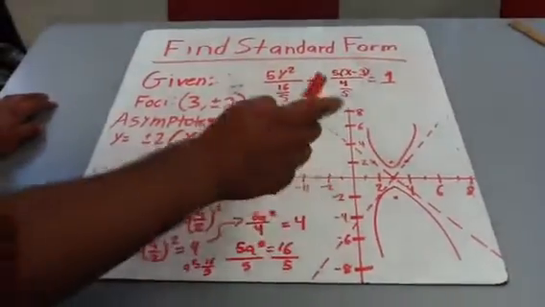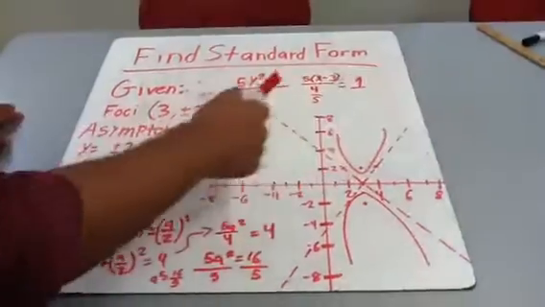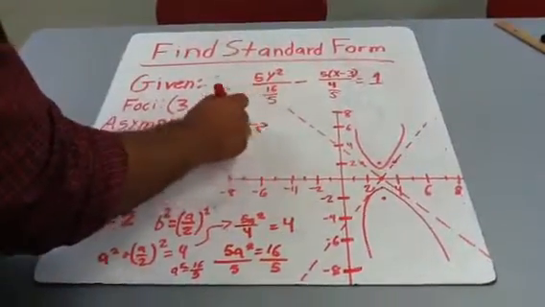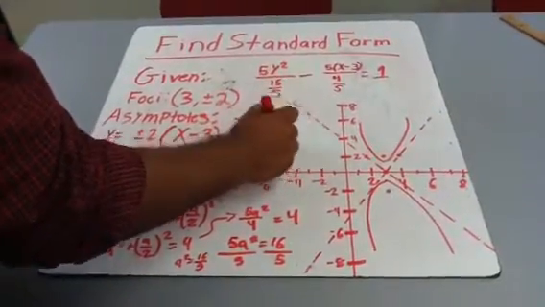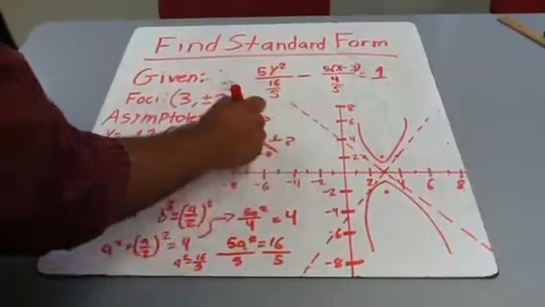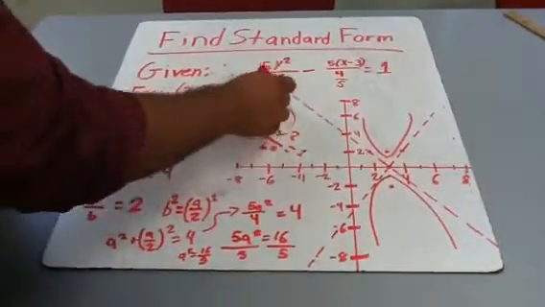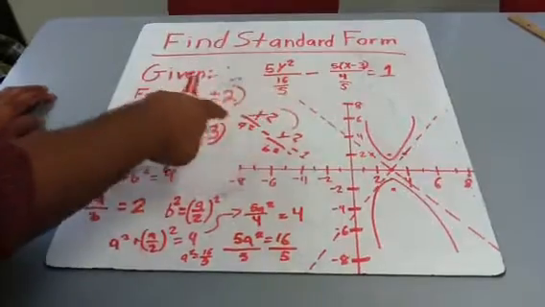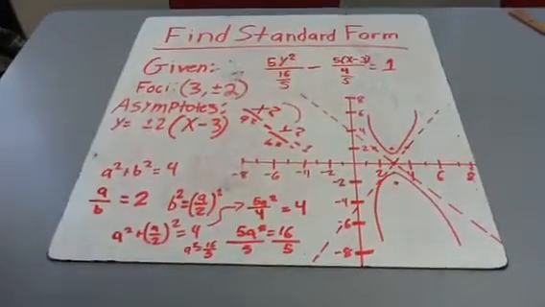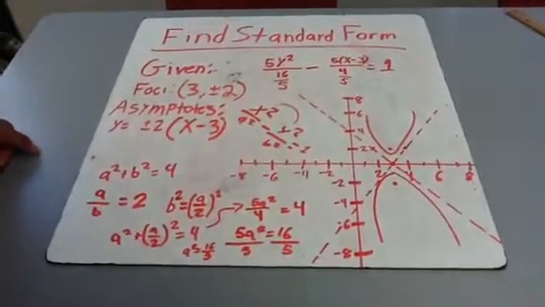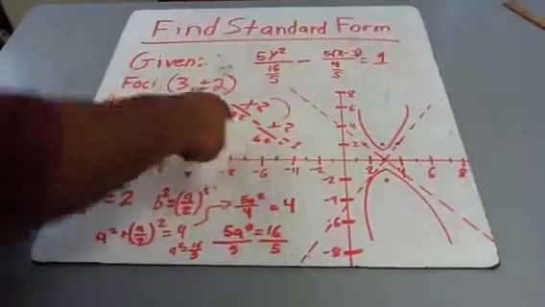which means we also have to make a modification to the actual equation. Before, if it was opening side to side, it would be x squared over a squared minus y squared over b squared equals 1. But now we have to flip these two, and it would be y squared over a squared minus x squared over b squared equals 1. But one thing that we're missing is the values of a squared and b squared. How can we find that?